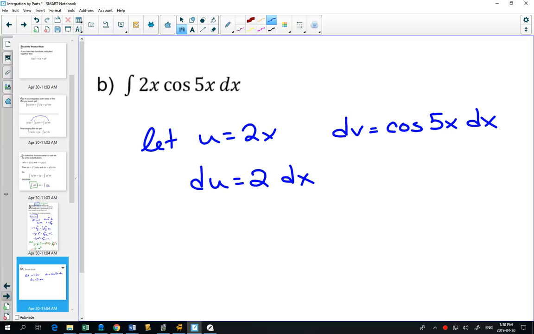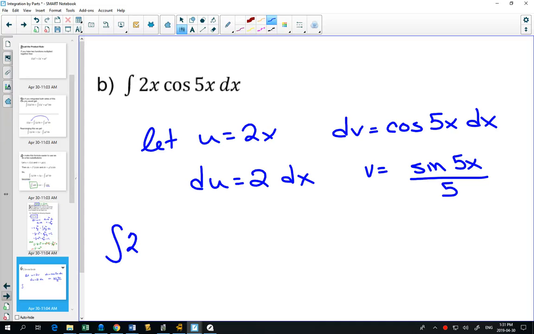Can I work backwards from cos 5x? Integrating cos, will it be positive sine or negative sine? I haven't put the sign out in front. Should it be a plus sign out in front or a negative sign? Derivative of sine is positive cos. So the integral of cos would be positive sine. Good.